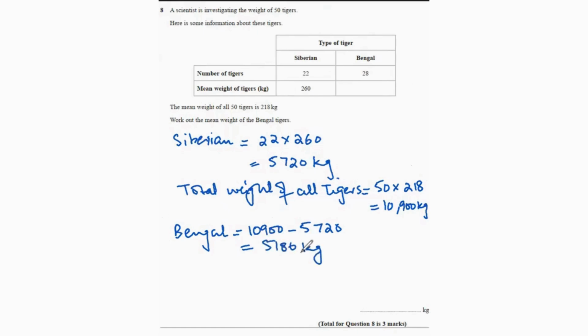5,180 kilograms. Now to find the mean weight, we will divide 5,180 by the total number of Bengal tigers, which is 28. So that's going to give us 185 kilograms as the mean weight of the Bengal tigers. And that is your answer.